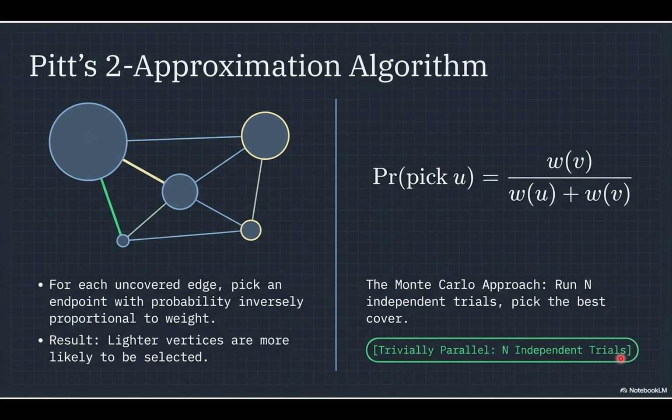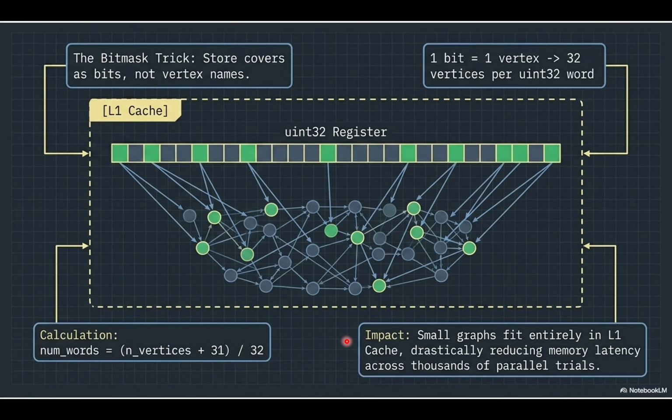The GPU provides the stamping presses, and the developer applied this brilliant optimization trick to make sure those presses never run out of raw material. The bitmask trick. Yeah, the bitmask trick. Because instead of passing around complex objects or array structures to track which vertices are currently in the cover, they compress the entire state map into a bitmask. So they literally cram 32 individual vertices into a single standard u32 word.